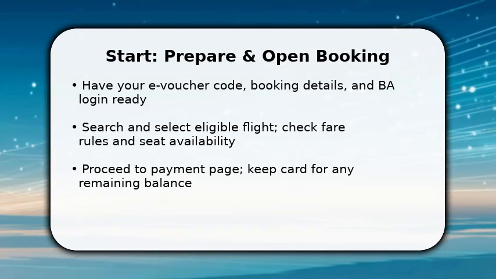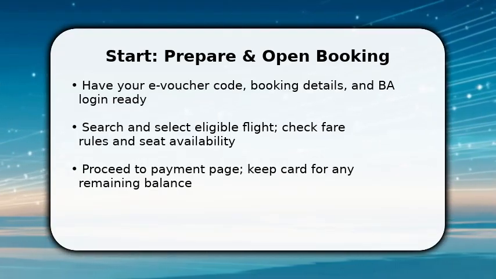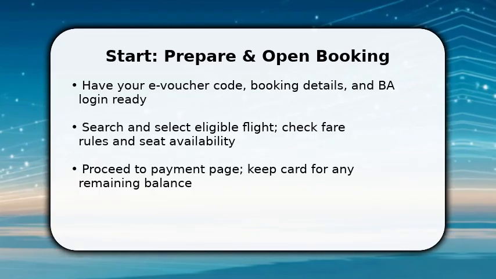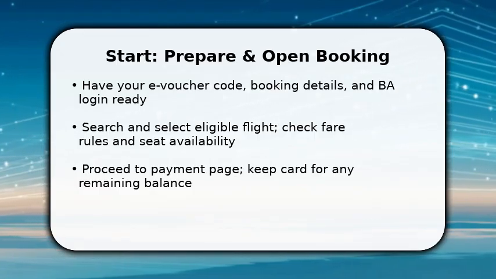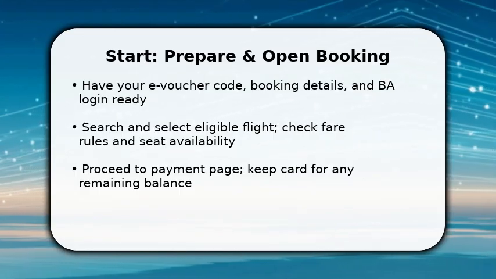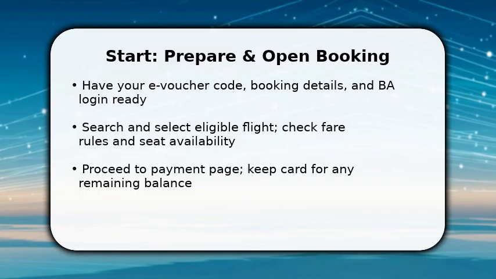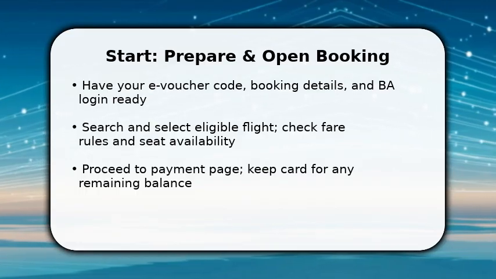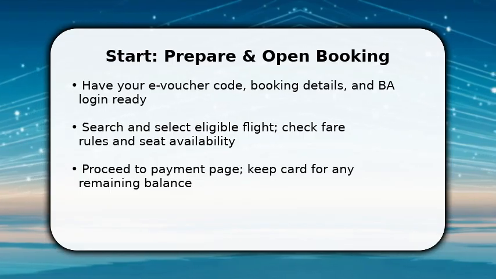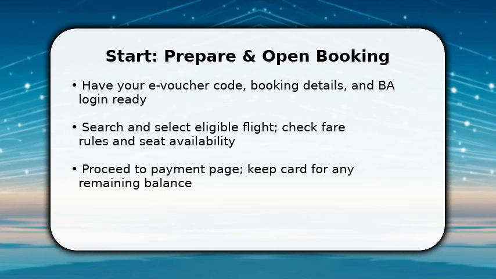You already have the e-voucher and a British Airways account. Now start the booking. Search for the exact flight you want and confirm it's eligible for voucher redemption, because not all fare types qualify. Once you select seats and extras, go straight to the payment page. Make sure to keep a payment card handy for any balance. This first action gets you into the redemption flow and prevents price or availability changes. So act now and lock in the flight before moving to voucher entry.